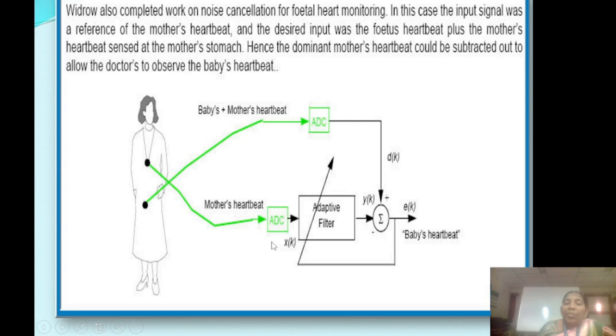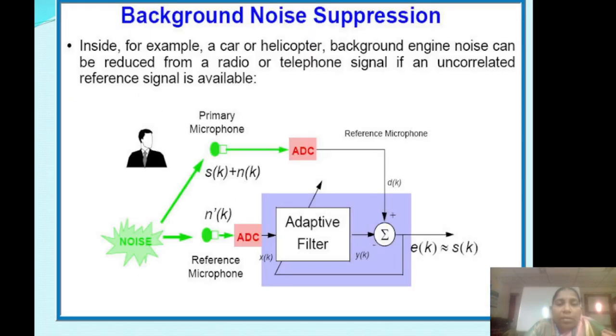The next one is background noise suppression. If you see a car or a helicopter, some background engine noise will be there. That is often uncorrelated with the reference signal. So we have to eliminate the background noise. In a car or a helicopter, the pilot will speak. His speech should be heard by the passengers who are sitting there. So in the primary microphone, he speaks.